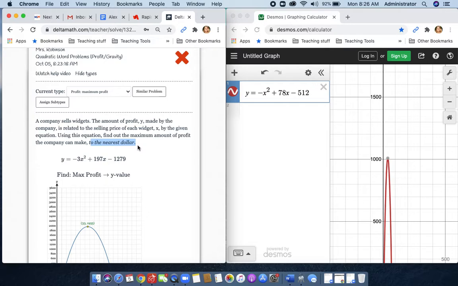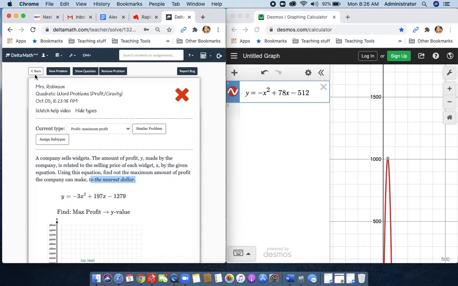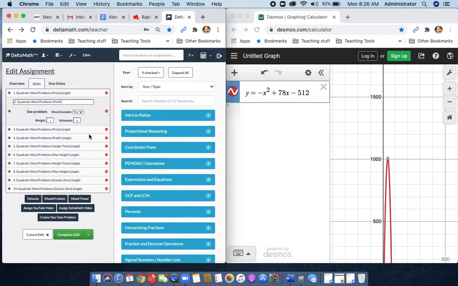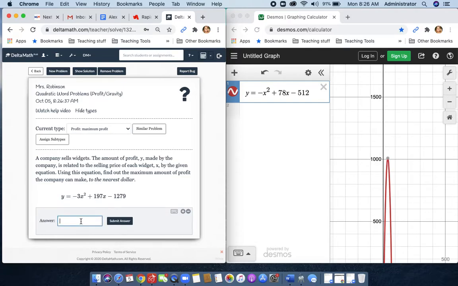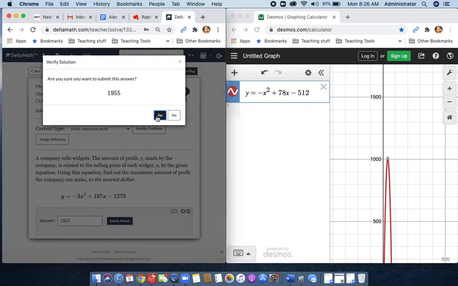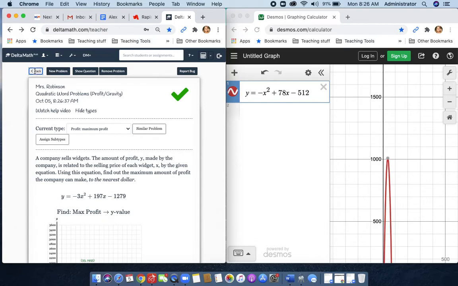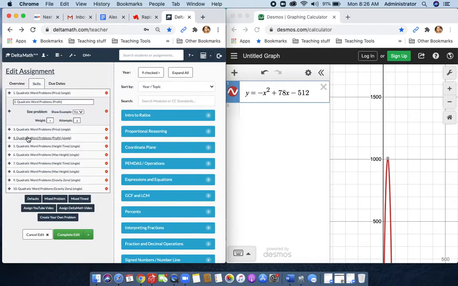So I would need to round up if it was 50 cents or higher and down if it was below 50 cents. So I just didn't read carefully. Look at that. So we would need to go back and enter that in, right? So notice that you have 3 attempts. So if I go back in here and do it again and I read carefully to the nearest dollar, it would be $1,955 this time. There we go. All right, so next we're going to do, so now if I were you, I would pause the video to do 3 and 4, then come back to the video.